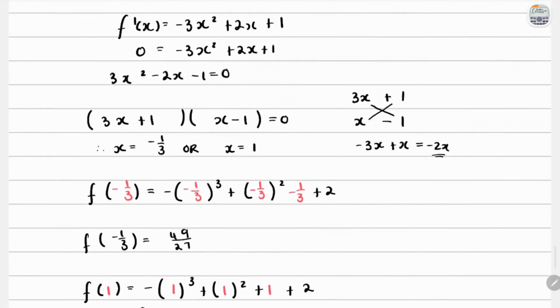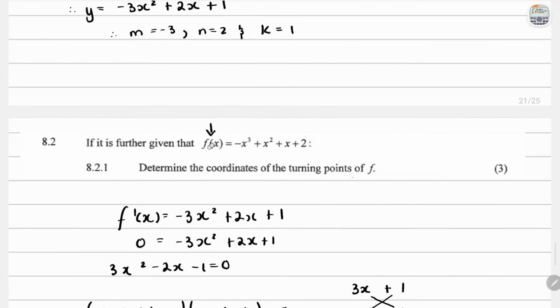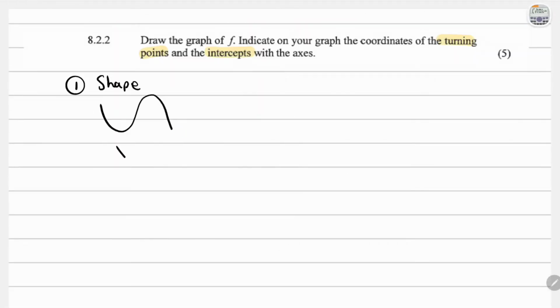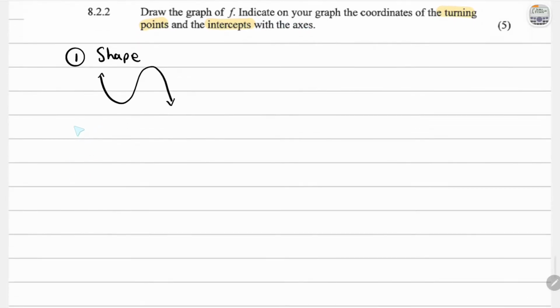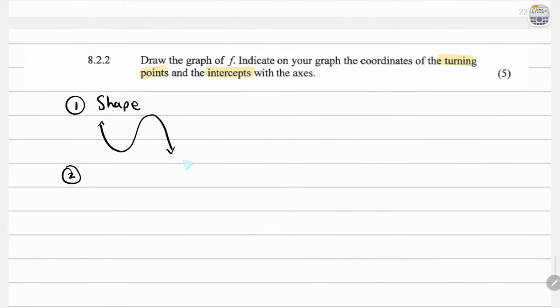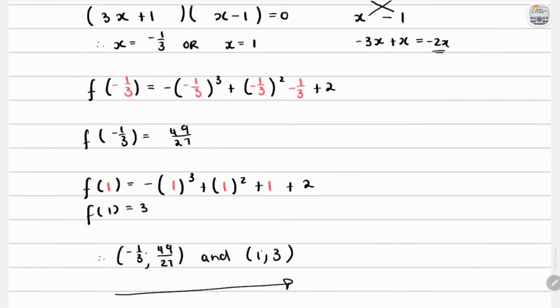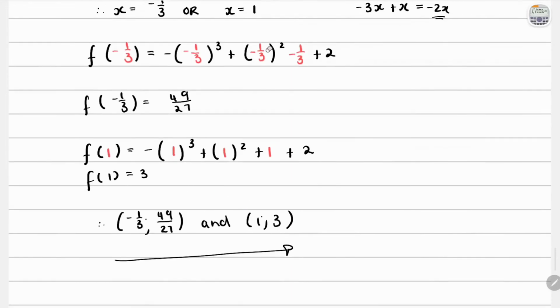Now, seen from this question where they gave us the graph of f, we can see that the value of a in ax cubed is negative. So our graph looks like this. So it's like a backwards n, just more curved. So that's the first thing we know. Then the second thing we know about our graph, or the second thing we have to find, would be the turning points. We already know the turning points, so we can just put them down. Those are the turning points.